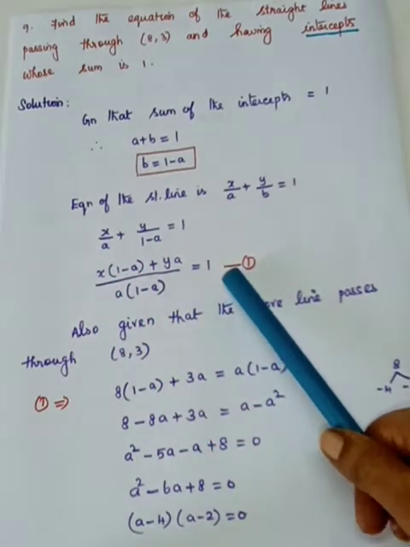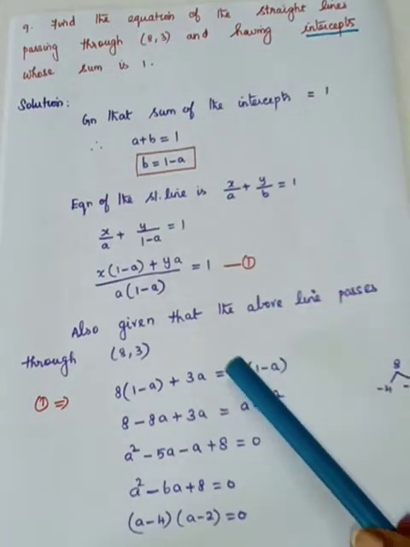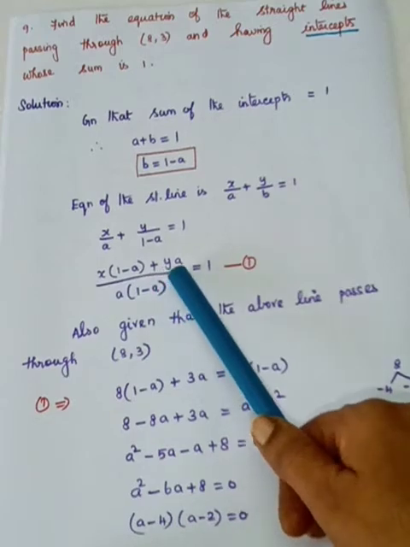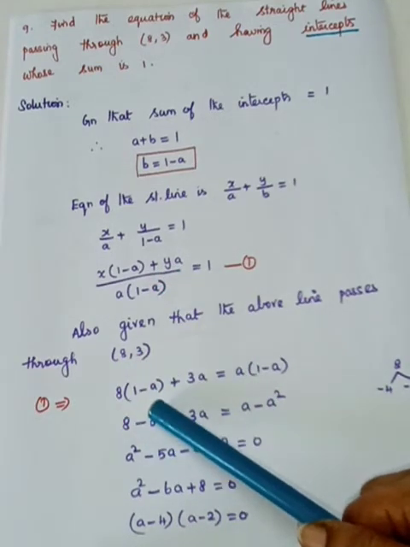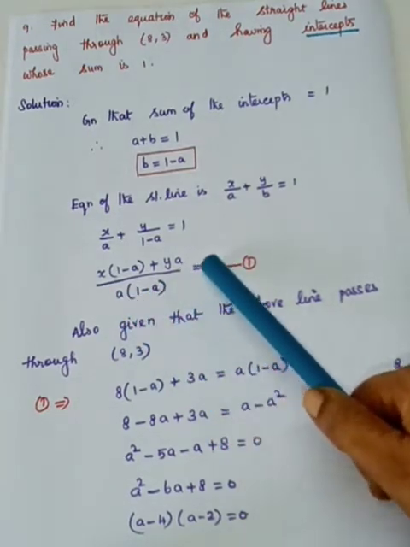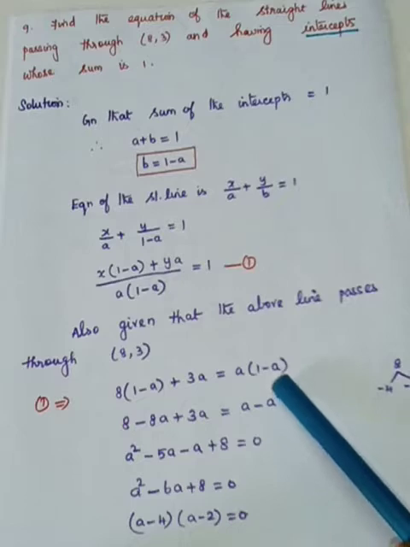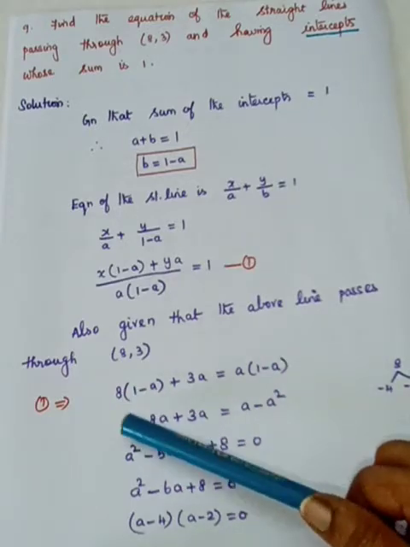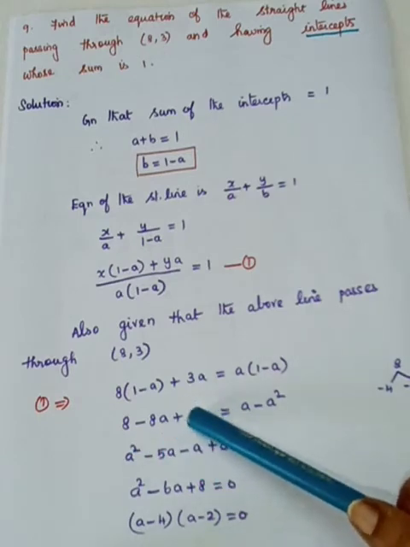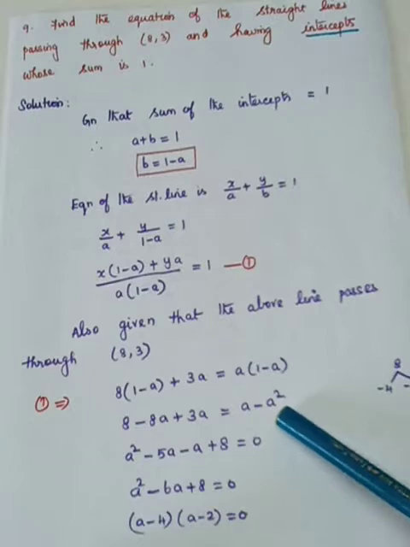We got it. So what is given? The straight line passes through (8, 3). So in the place of x, we have to substitute 8, and in the place of y, 3. So 8 into (1 minus a) plus 3a is equal to a into (1 minus a), which comes on the right hand side. So 8 into 1 is 8, 8 into minus a is minus 8a, plus 3a is equal to a into 1 is a, a into minus a is minus a squared.